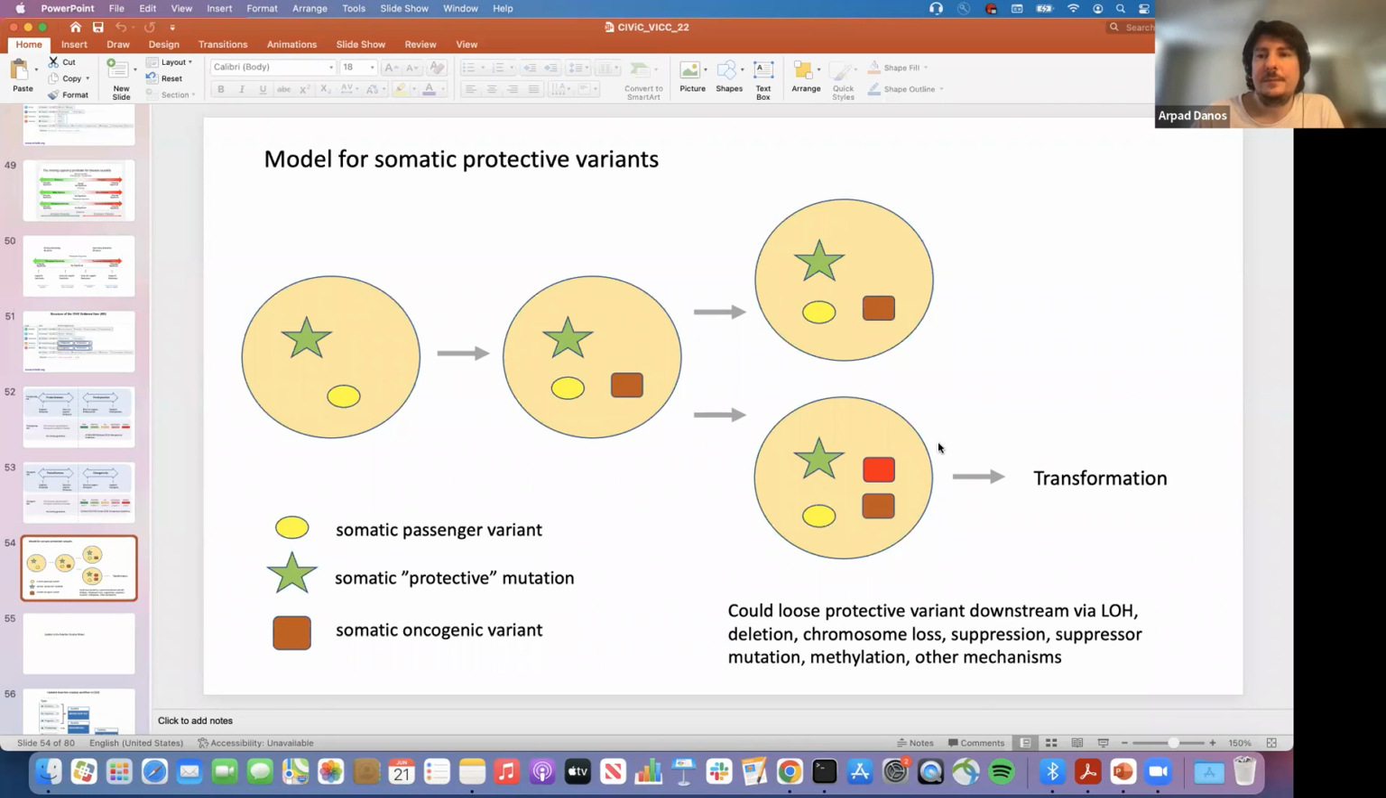Go on. I'm just curious, based on this picture, how come this somatic protective mutation propagated? Because once you have it, you can't just get rid of it. I mean, it's part of the cell. Why can it not get rid of it? It's so-called protective, so it does not help the cancer.